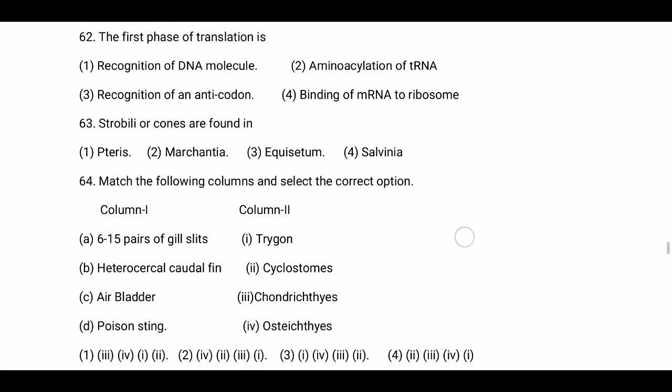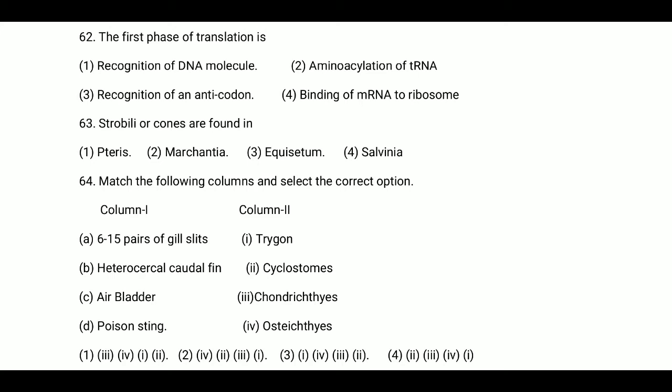Strobili or cones are found in Pteris, Marchantia, Equisetum, Salvinia. So strobili are cone-shaped structures which are basically found in some pteridophytes and most of the gymnosperms. Which is that plant is the question. Okay, and the answer directly is Salvinia. Salvinia has the cones or strobili.